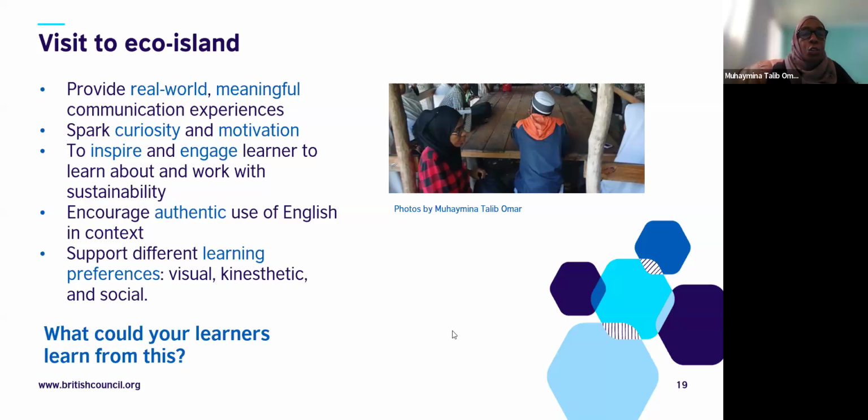So now, why is it important to use field trips for language learning? First, it gives students a meaningful communication experience in a real context. It also gives students curiosity and motivates them to learn. It also inspires them to engage in learning about and working in sustainability. The field trip also gives learners the opportunity to use English in an authentic context. And it also supports learners who have different abilities.